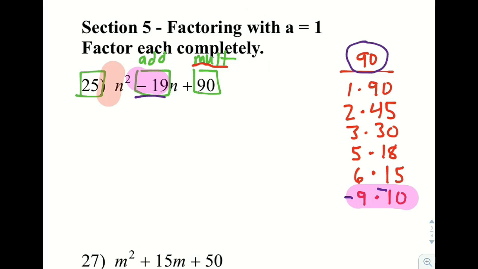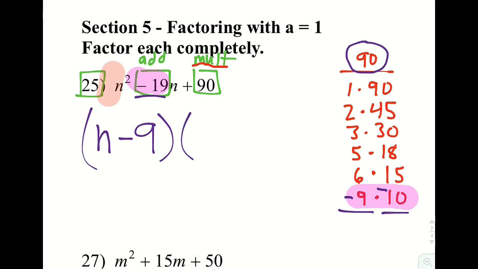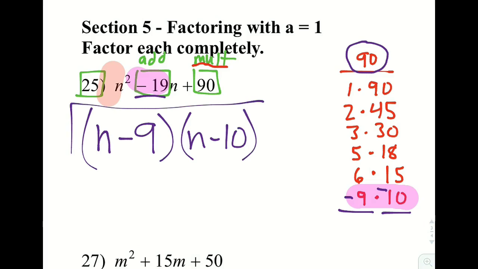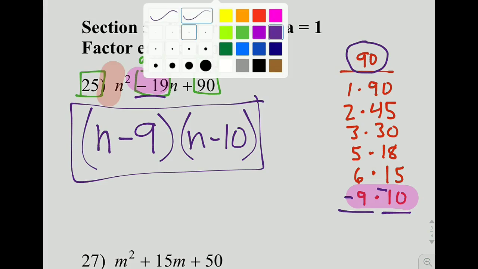Now, the final step is to use these two numbers as part of my factored answer. And I'm going to use my variable, in this case n, minus 9, because I had a negative 9 here, wrap it up in parentheses, and then n minus 10 over here, wrap it up in parentheses, and that is my final answer. If that seems like a little bit of magic to you, it probably is.